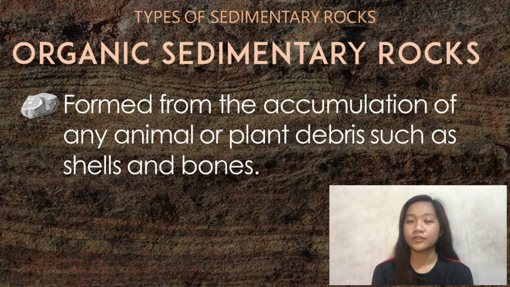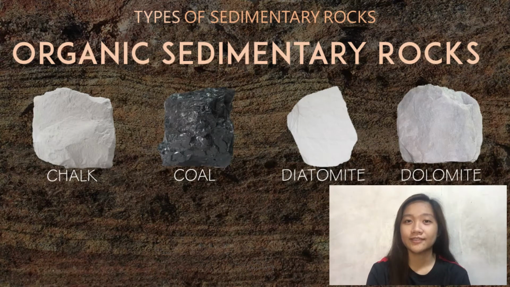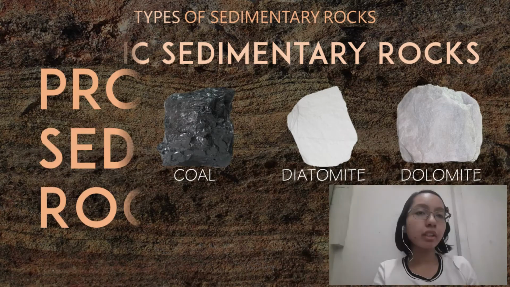The third one is organic sedimentary rocks, where it is formed from the accumulation of any animal or plant debris such as shells and bones. These plant and animal debris have calcium minerals in them that pile on the seafloor over time to form organic sedimentary rocks. Examples of organic sedimentary rocks are chalk, coal, diatomite, and dolomite.